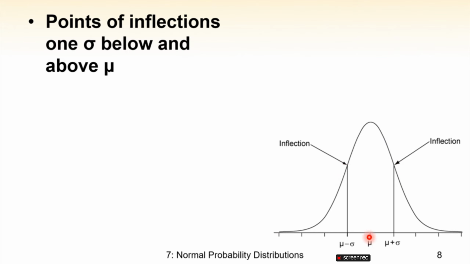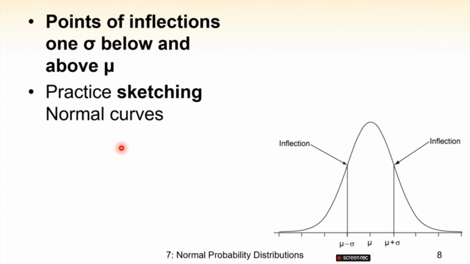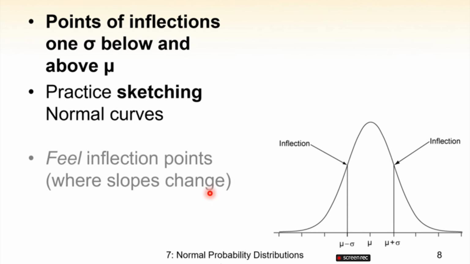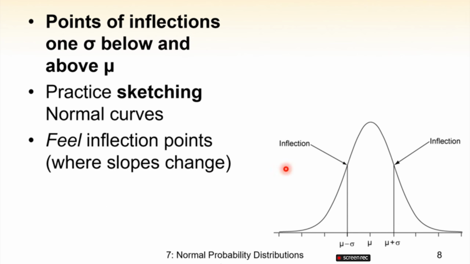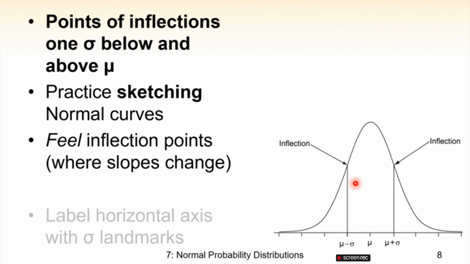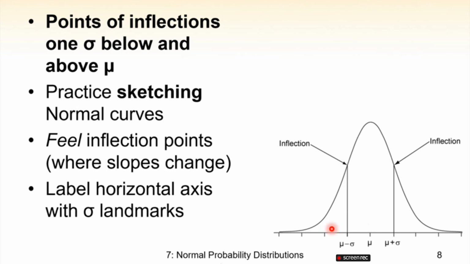That is our point of inflection of our curve. Okay, and it is one standard deviation away from the mean. If you have the mean at the middle here, from this mean to this point of inflection is one standard deviation to the left and also to the right. Good. So it's important you practice how to draw this particular curve because it is very central to statistical inference. You can also feel the curve at the point of inflection, where the slope actually changes. And of course, it's important you know how to correctly label the horizontal axis and the vertical axis.